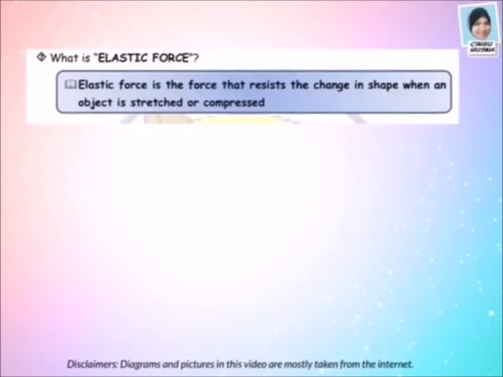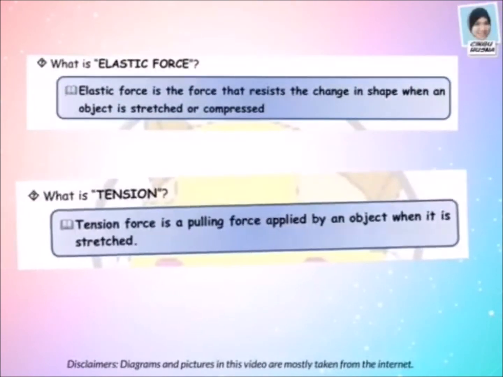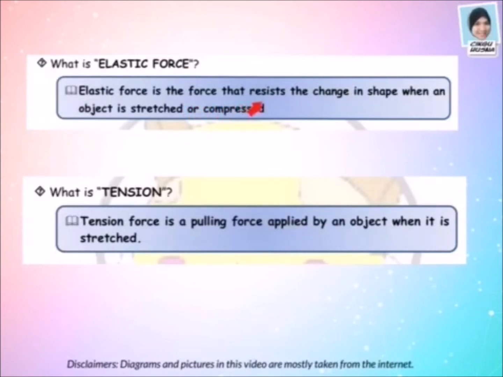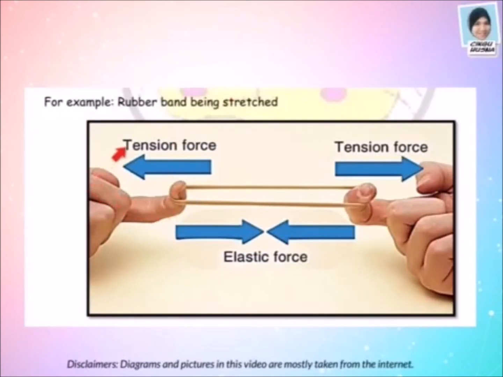So what is the difference between elastic force and tension? Elastic force is the force that resists the change in shape when an object is stretched or compressed. What is tension? Tension force is a pulling force applied by an object when it is stretched. This picture is showing a rubber band being stretched. When you pull on the rubber band, that is what we call tension force. And as you know, a rubber band is elastic. It will go back to its original shape when you let go of the tension force. So the force opposing the tension force, that is what we call elastic force.